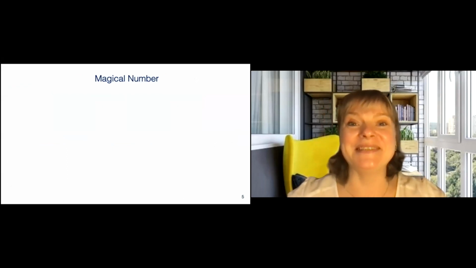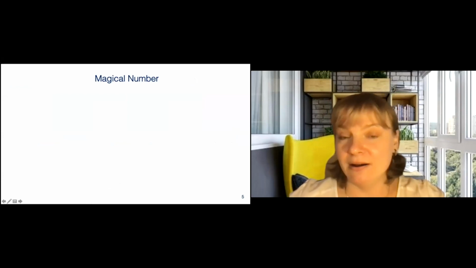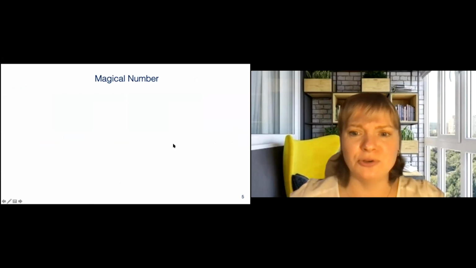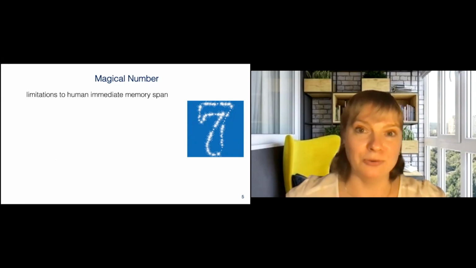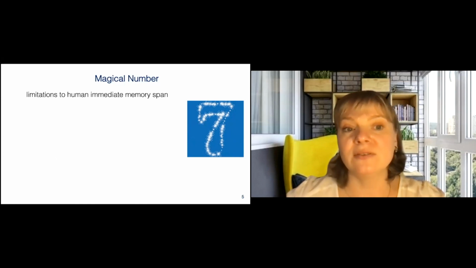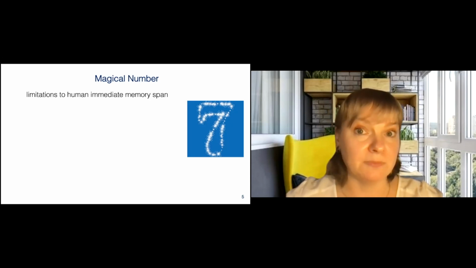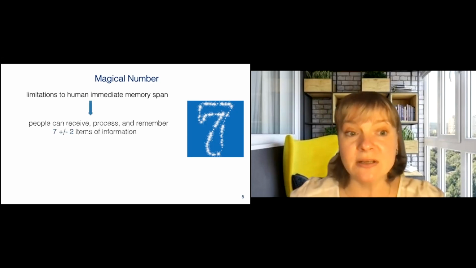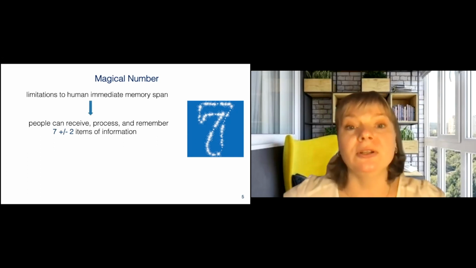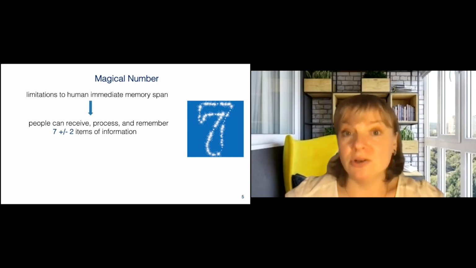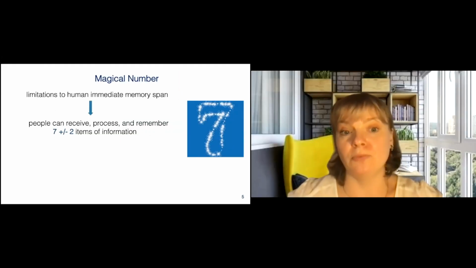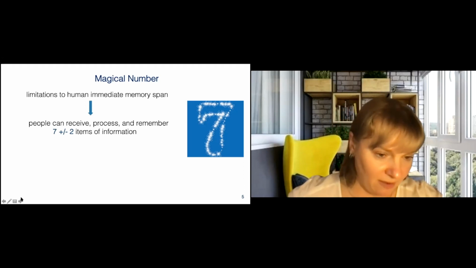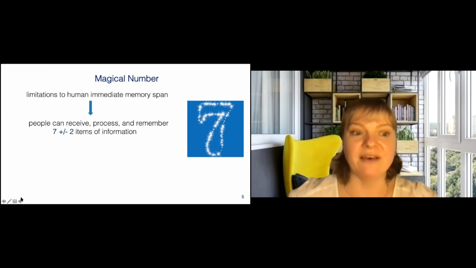Before we get to the pyramid principle, let's deal with a little bit of magic. What's the first magical number that comes to your mind? Why is the number 7 such a magical number? George Miller, the psychologist I was speaking about on the previous slide, while doing research at university, identified that there are certain limitations to human immediate memory span. These limitations cause some kind of bottleneck in what we perceive. George Miller found out that people can receive, process, and remember 7 plus or minus 2 items of information at once. I think I've noticed this magical number, 7 plus or minus 2, in some messages.